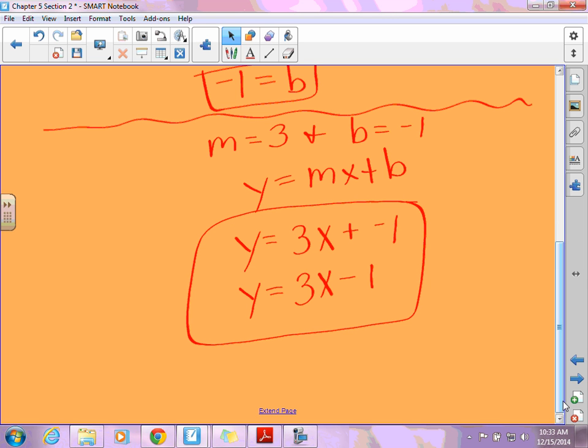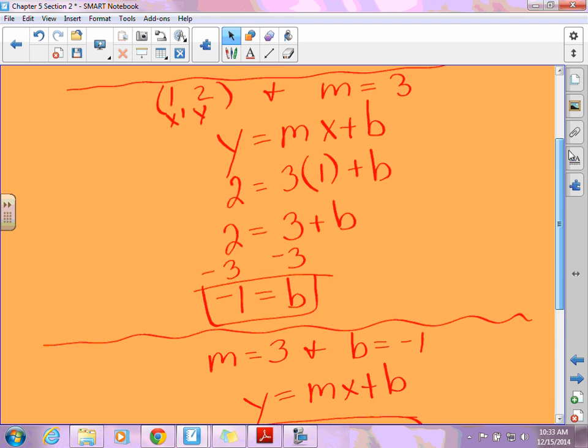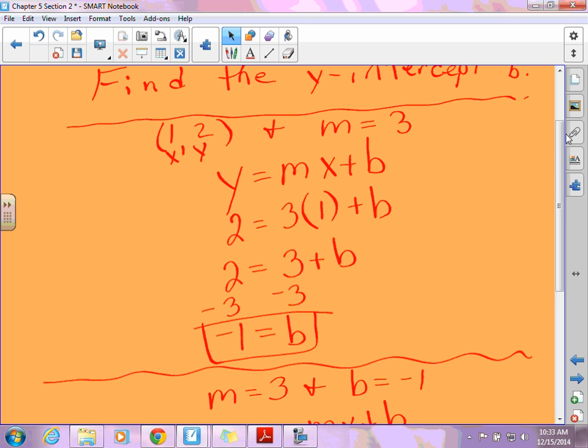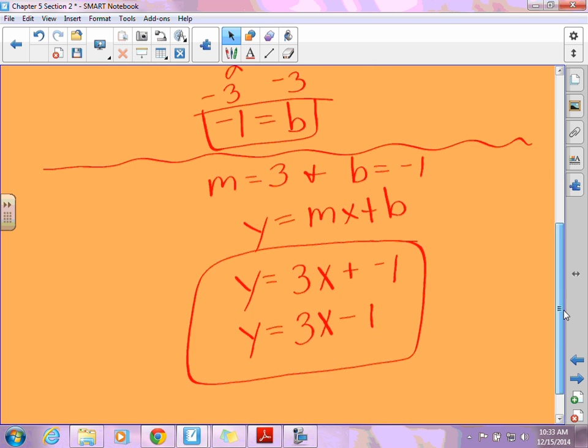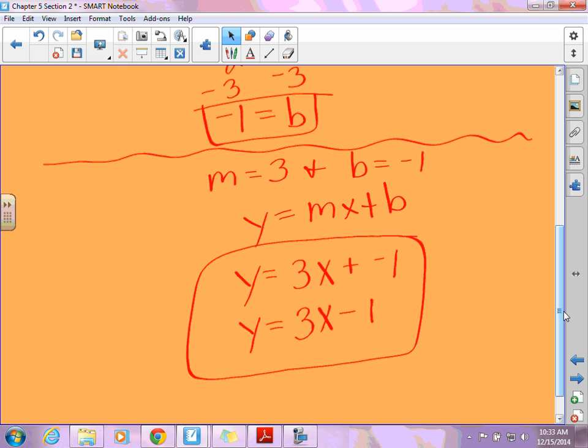Questions? Again, they gave us the slope. They did not give us the y-intercept. So what you needed to do was use the slope and the ordered pair, and find where it crossed the y-axis. Once you did that, you take the slope and the y-intercept, and you put it in the equation. All right, let's move on.